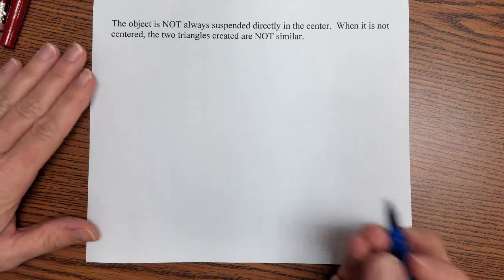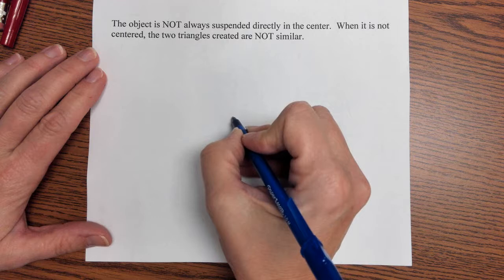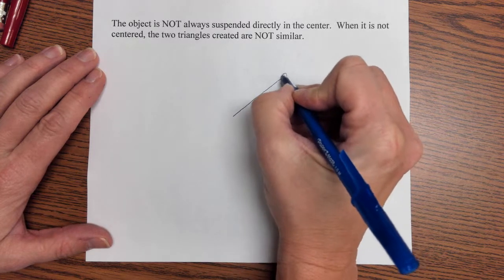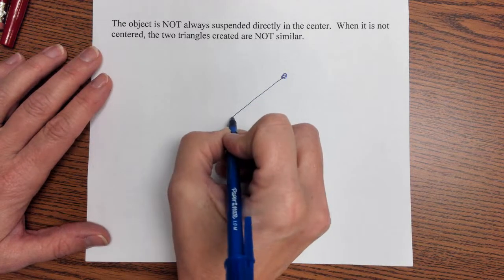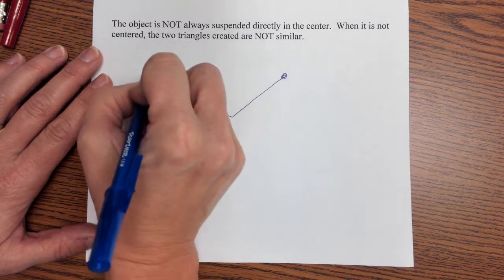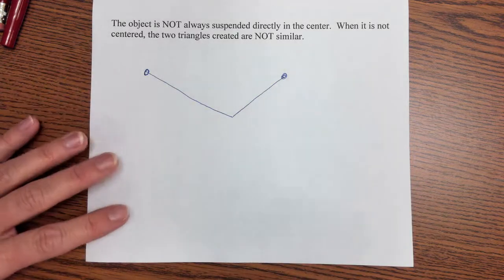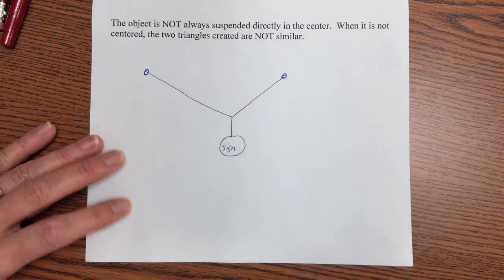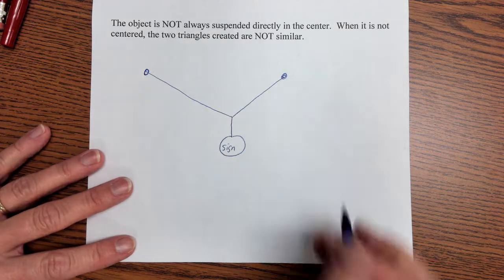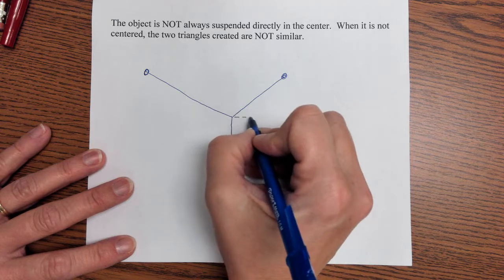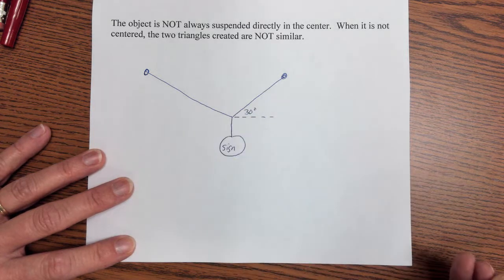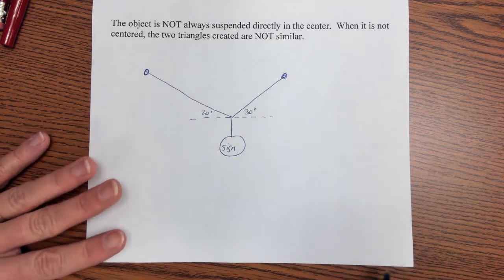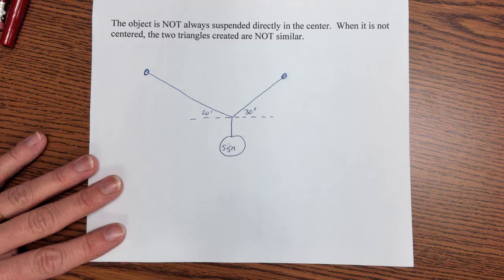So let's say you have a sign hanging between wires, but it's not in the middle. So let's say this is a sign that we have held up and it's not in the middle, so you get slightly different angles. A 30-degree angle on this side and a 20-degree angle on this side, thanks to the fact that it's not in the middle.